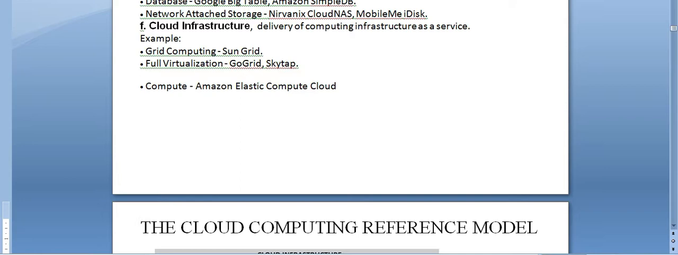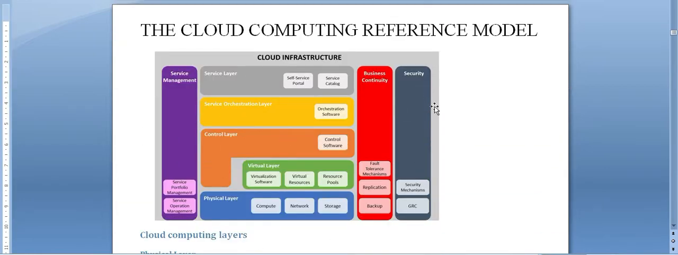Now come to your cloud computing reference model. Okay, in your cloud computing reference model, the first thing we are discussing here is cloud infrastructure. The cloud computing reference model is an abstract model that categorizes and standardizes the functions of a cloud computing environment by partitioning it into different abstraction layers and cross-section layers. So here the abstraction layer consists of 5 layers, each having their entities: the physical layer, virtual layer, control layer, service orchestration layer and your service layer.